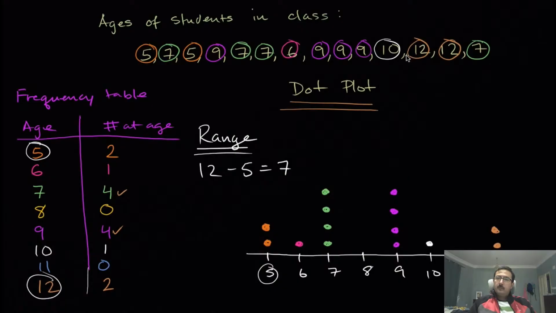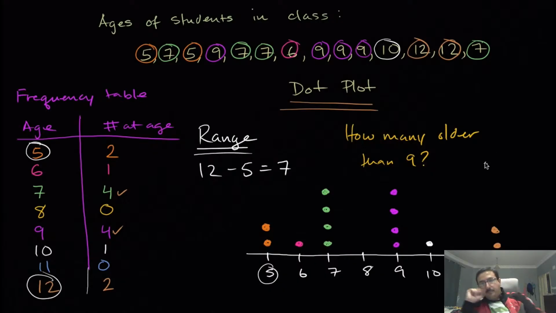But then we could ask ourselves other questions. We could ask how many are older than 9. If we look at the dot plot, this is 9, and we care about how many are older than 9. So that would be this 1, 2, and 3. Or you could look over here: how many are older than 9? Well, it's the one person who's 10, and then the 2 who are 12.